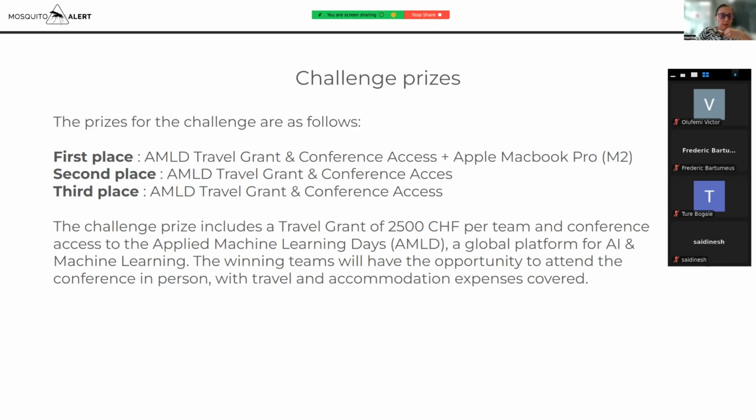And the challenge prizes, the first place will be the travel grant and the conference access, and the Apple MacBook Pro. The second place, it is the conference travel grant and conference access. And also the third place, it is the travel grant and conference access. And there will be a really interesting conference, Applied Machine Learning Days. Whoever is into artificial intelligence, I think it's a great opportunity to learn something new and meet other people and meet the community.